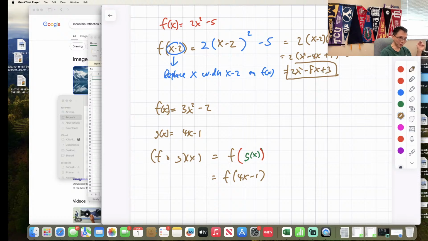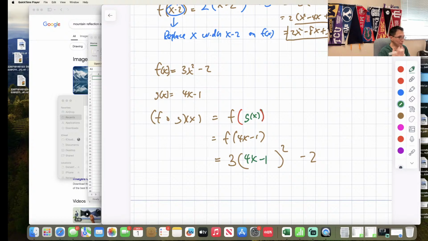Now, what's the f function? Well, the f function is usually 3x squared minus 2. I'm going to write down parentheses instead of x because I'm going to replace that x with something else. What do we replace it with? 4x minus 1. Yep. And then you can expand this and simplify. And that's it. That's called function notation. Next year, you're going to get x plus h, right? You're going to plug in and find the derivative. Yeah, that's next year. But right now, we just replace one function with another function.